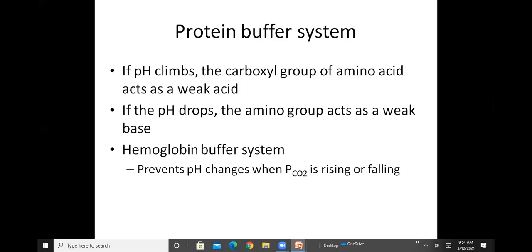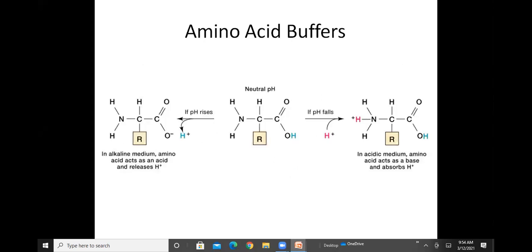So hemoglobin buffer system too, it prevents pH changes when the partial pressure of carbon dioxide is rising or falling. Now, this is how the amino acid acts. If pH rises, we said that the carboxylic group will act. If pH falls, the amino terminal will take up hydrogen, the protons. So you have these two conditions.